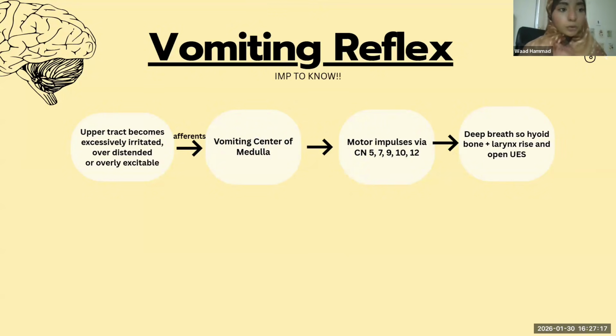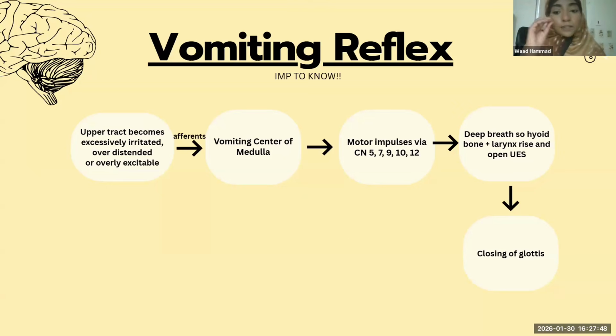So the hyoid bone, which is a bone that's around here, and the larynx rise. So our hyoid bone and our larynx rise after we take a deep breath so that our upper esophageal sphincter opens. Because obviously it comes through your esophagus and out through your mouth. So obviously your upper esophageal sphincter needs to open, okay? Then the glottis closes. We close the glottis because when we're vomiting, we do not want the vomit to enter our respiratory system, which could be a huge problem. It's very bad. So obviously the glottis will close.